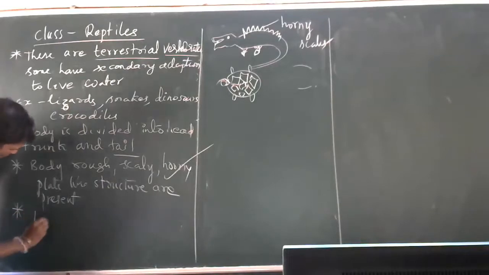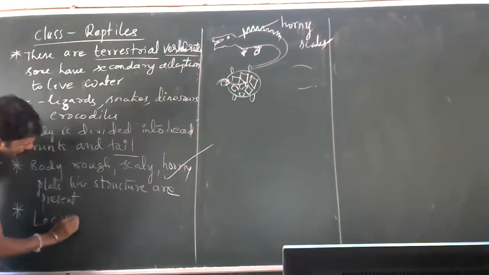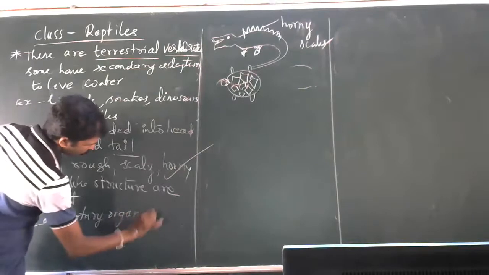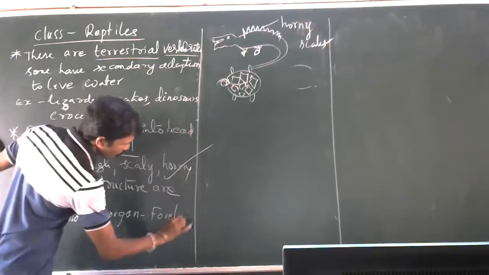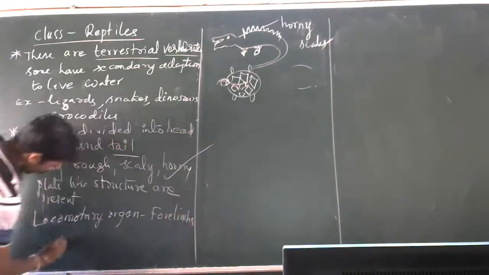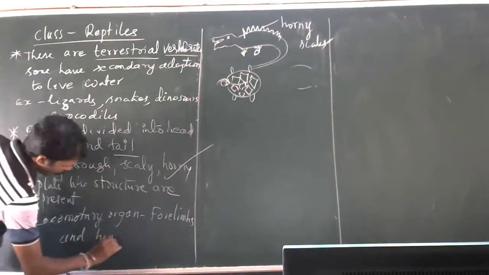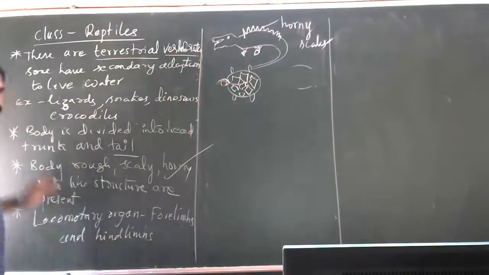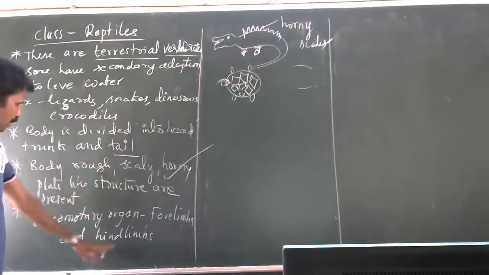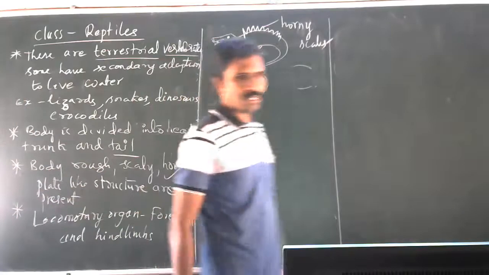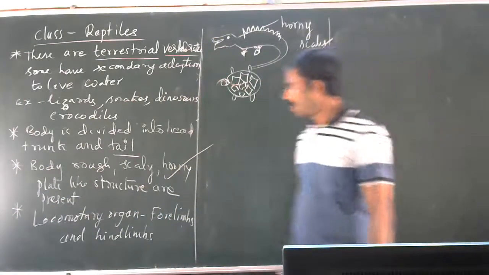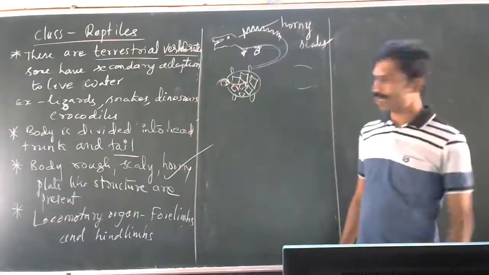Then locomotion. Locomotory organs: forelimbs and hind limbs will be present for the locomotion. Understood?